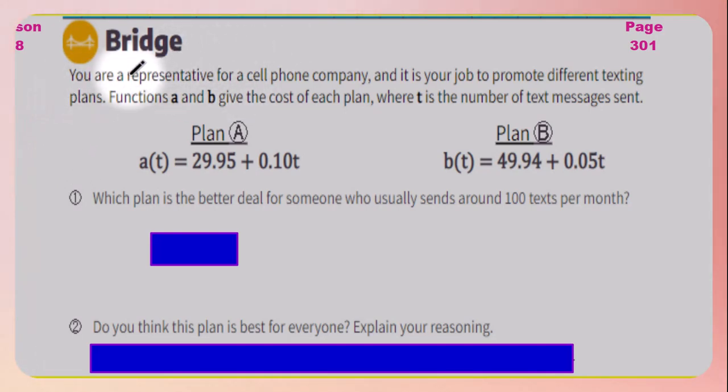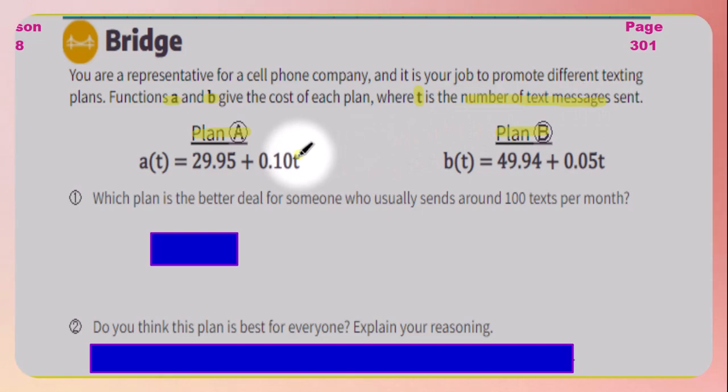All right, for this question, you're a representative for a cell phone company, and it's your job to promote different texting plans. Okay, so we have functions A and B. So highlight what you need to in that word problem. Okay, here's A and here's B, gives us the cost of each plan, where T is the number of text messages that we send.